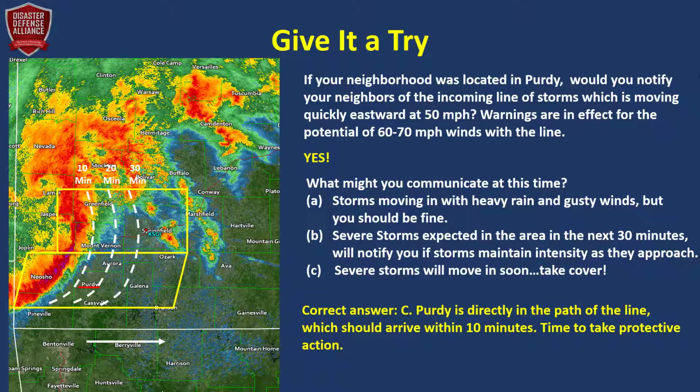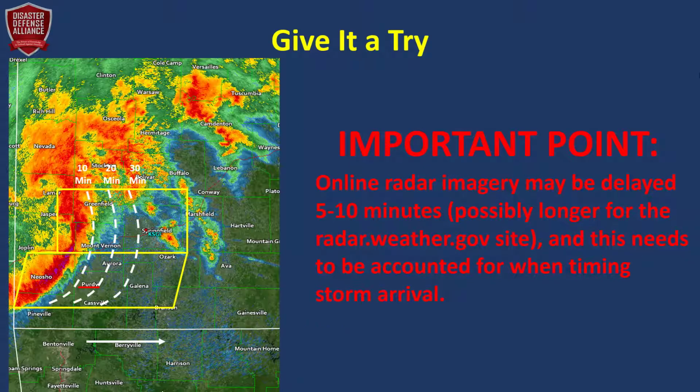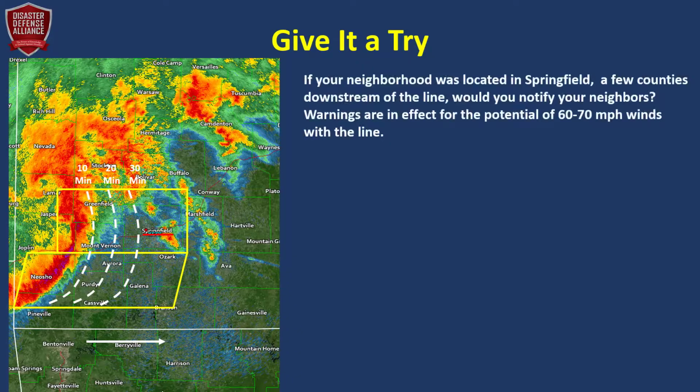It is very important to mention that online radar imagery is typically delayed 5 or 10 minutes behind real time due to the time it takes for the data to be processed, shipped to a central server, and then sent to the app displays. In this example, the storms are likely a bit closer to Purdy than this image suggests. So although the image looks like the storms are at least 10 minutes away from Purdy, in reality, arrival will likely be sooner. Now let's assume that your neighborhood is in Springfield, a few counties downstream from the line, but still within the warning area.